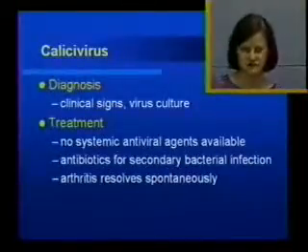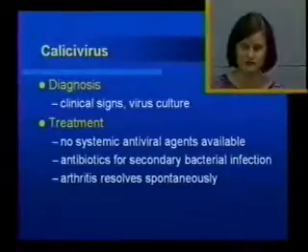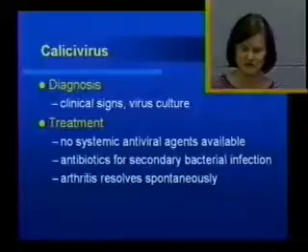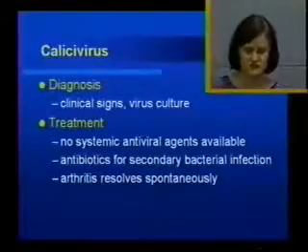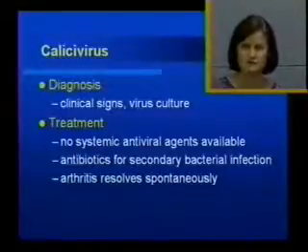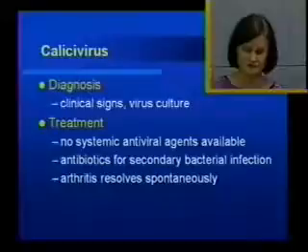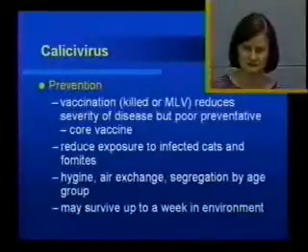Again, calicivirus, like herpesvirus, is diagnosed primarily on clinical signs, using virus culture of pharyngeal swabs if we feel it's necessary, and treatment is largely symptomatic. There are no specific antiviral agents available. Antibiotics are administered for the secondary infections, and if they get the arthritis syndrome, that resolves spontaneously.